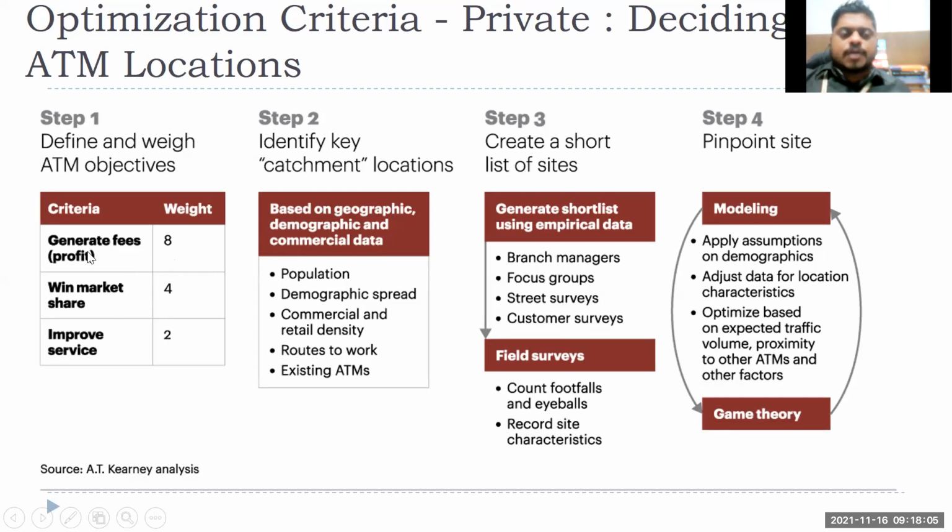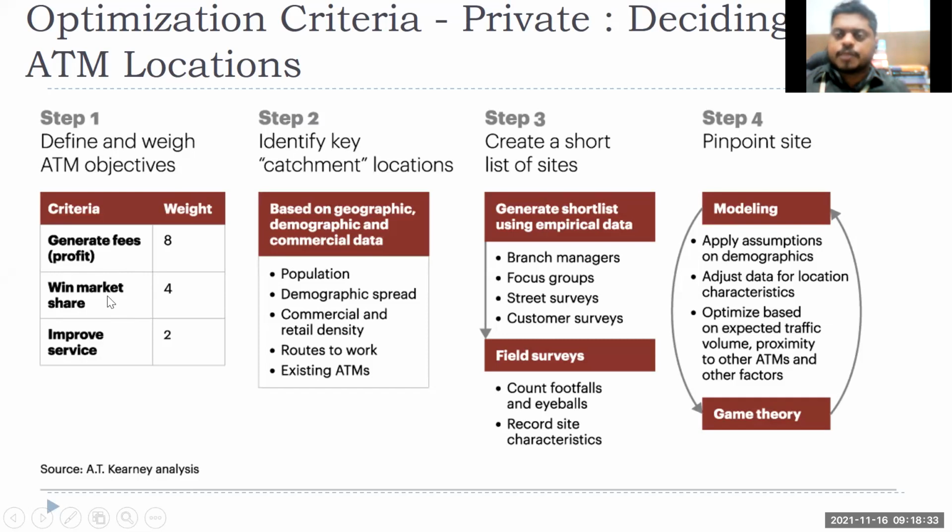right? So let's say for the particular bank where this consulting company has done that survey, right? Generate profit came up as the objective. So how will you do it? This is your internal survey where your higher management will sit together and say that, okay, this is our objective for putting an ATM or a small facility. Our major objective is to generate profit or generate fees for profit. Then win market share.